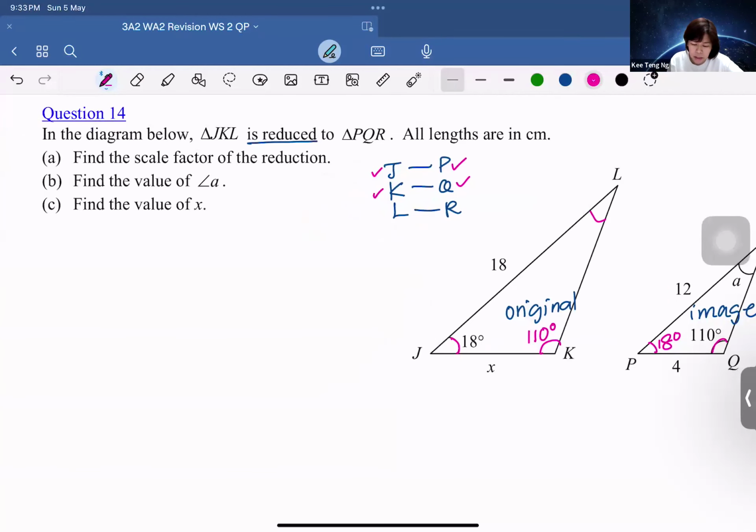Now the question says find the scale factor of reduction. When you have reduction, the scale factor is given by image over original.